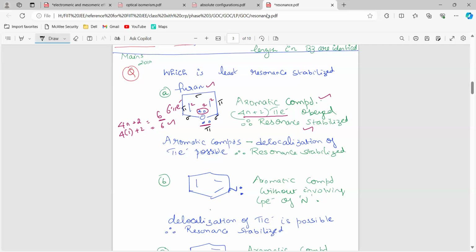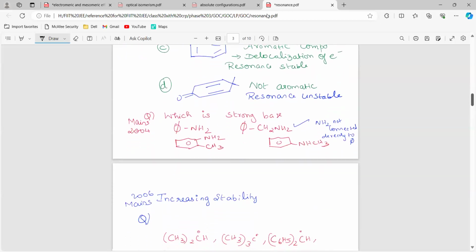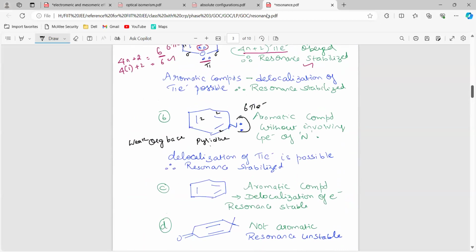Look here. This is pyridine, a weak organic base. Look at the structure. The lone pair of electrons of nitrogen is outside the ring, so it is not involved in resonance. But how many electrons do I have? 2, 2, 2. So I have 6 pi electrons. Is it resonance stabilized? Yes, it is resonance stabilized. Yes or no? Yes. So look at this case. There are so many cases that I have given, and I don't have time to go through all of them.